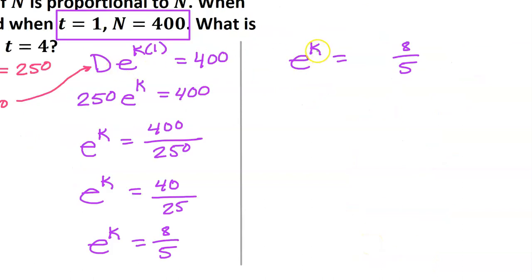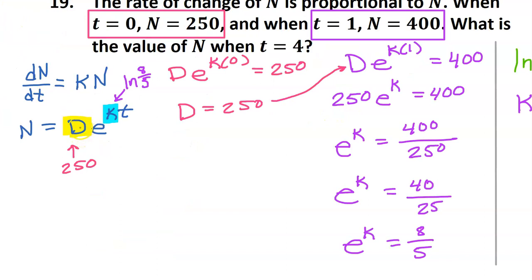Remember, we are trying to solve for k, so we need to get rid of this e somehow. We can do that by taking the natural log of both sides of the equation. Natural log and base e are inverse operations, so they cancel each other out. That's going to leave just k on the left side of the equation. So k equals the natural log of 8/5. Ta-da! So now we know the value of d and the value of k. Let's plug them both in and see what we've got.